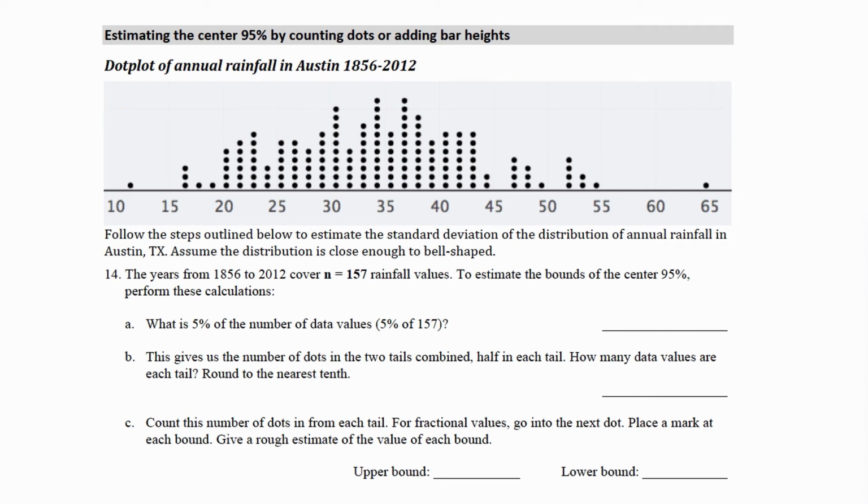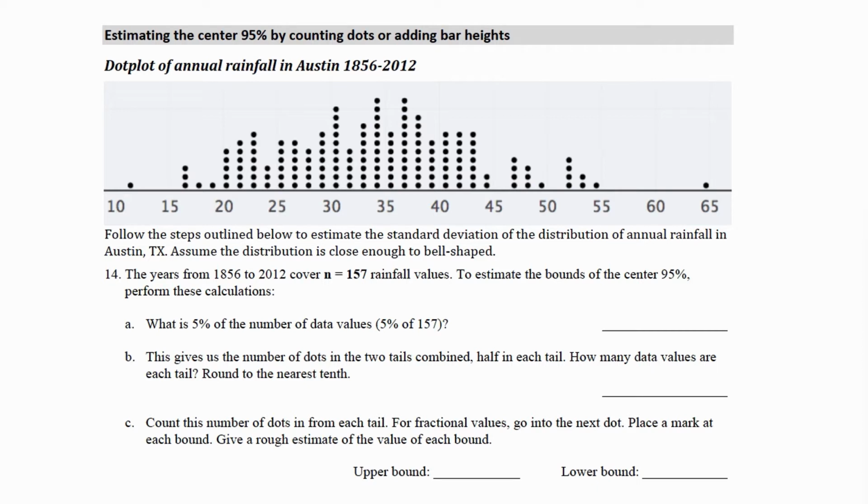We've seen that we can calculate an interval that captures the center 95% of a bell-shaped curve using the mean and standard deviation. We can also estimate the center 95% just by looking at a graph of the distribution.